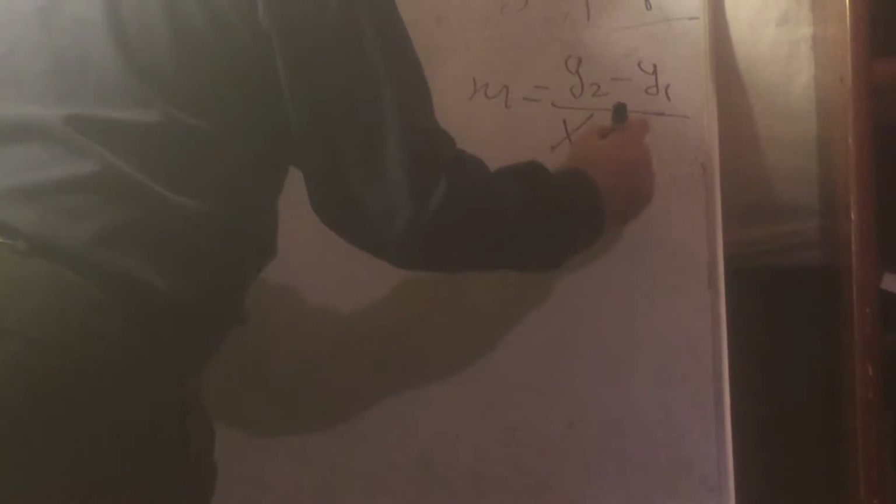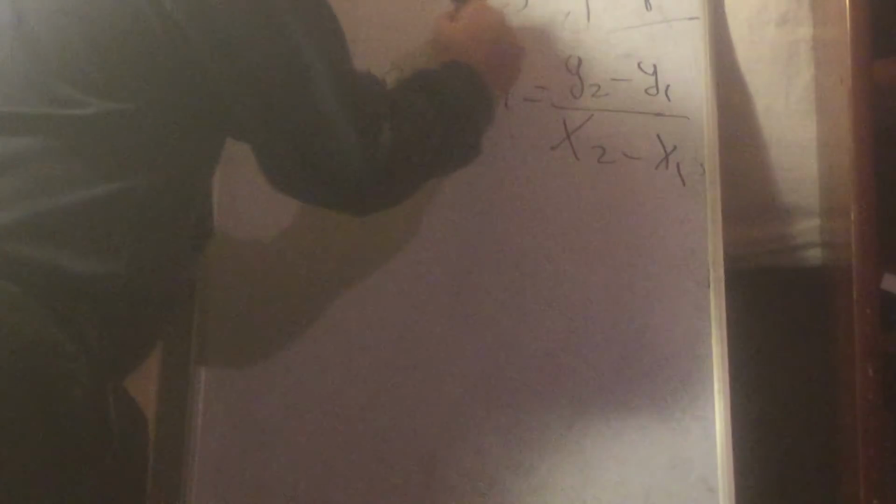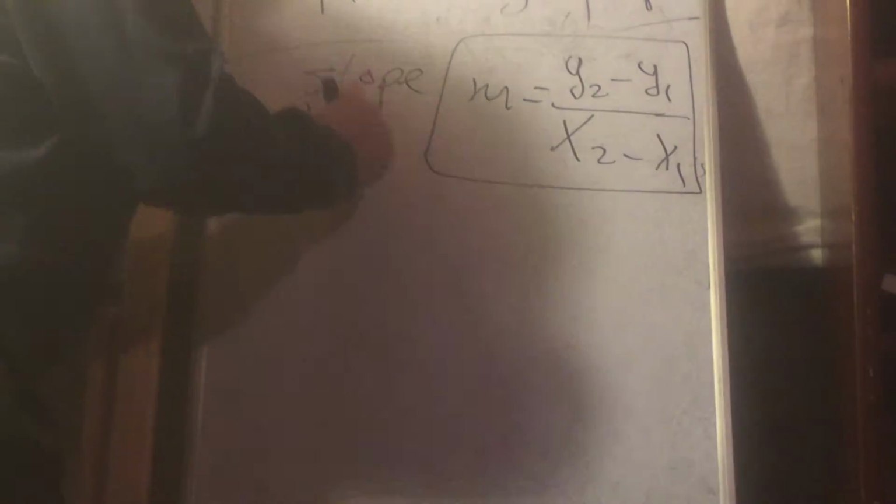Okay, there's a formula. Here's your formula. It is slope m equal y2 minus y1 over x2 minus x1. That is extremely important. Slope m equal y2 minus y1 over x2 minus x1.